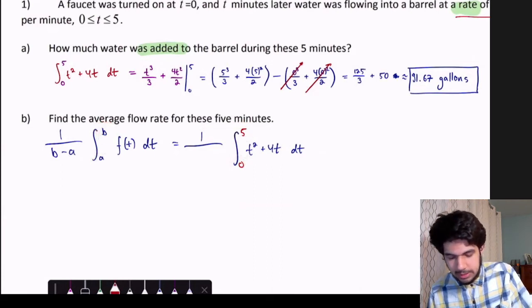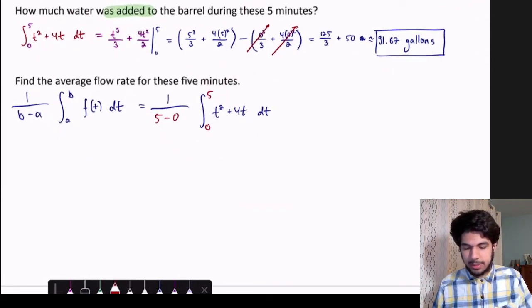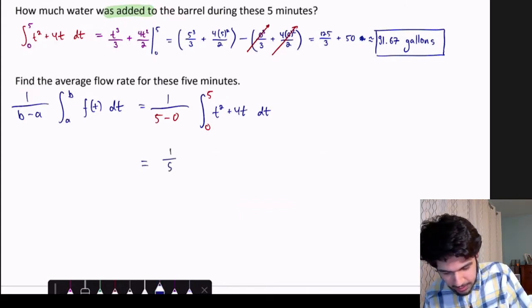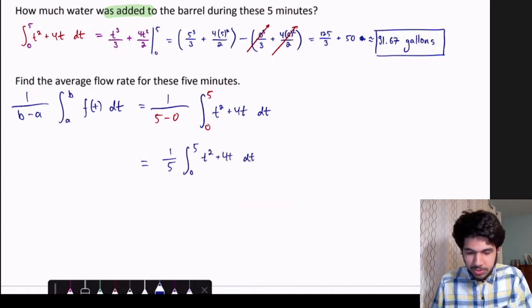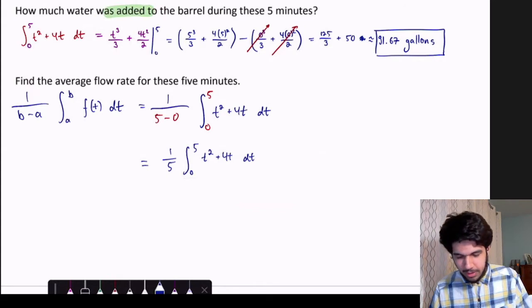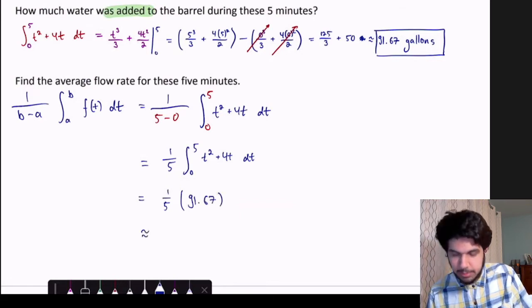So now we can fill out this denominator here. That would be 5 minus 0. Excellent. So now it just comes down to solving this expression here. So this will be equal to 1/5 integral from 0 to 5 of t squared plus 4t dt. And well, we just solved for this up here, right, in part A. We said that this was approximately equal to 91.67, so we'll just do that substitution.